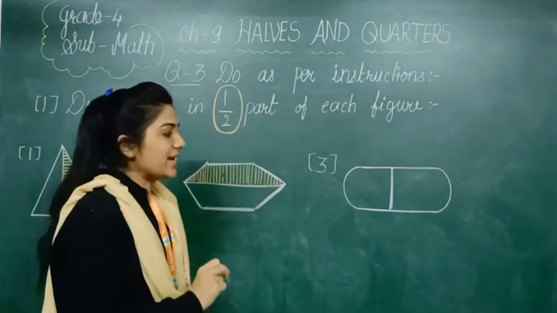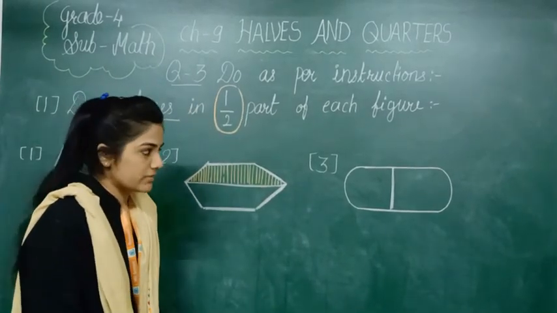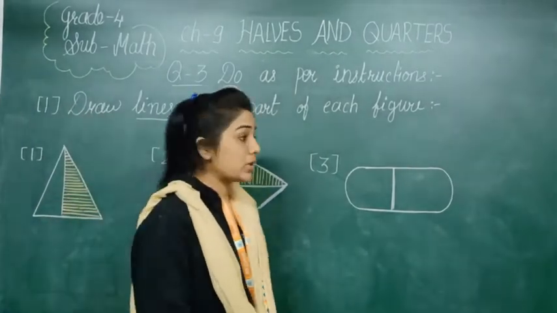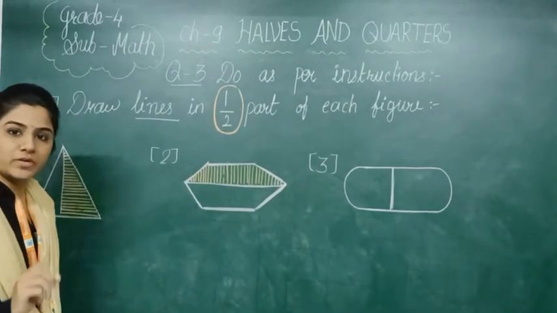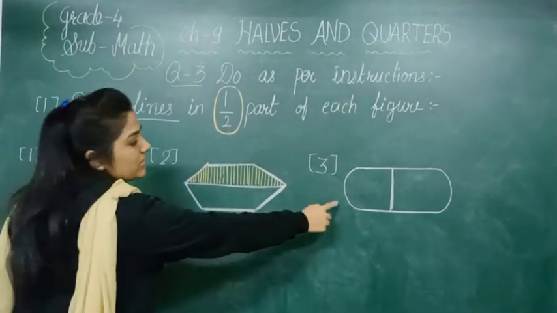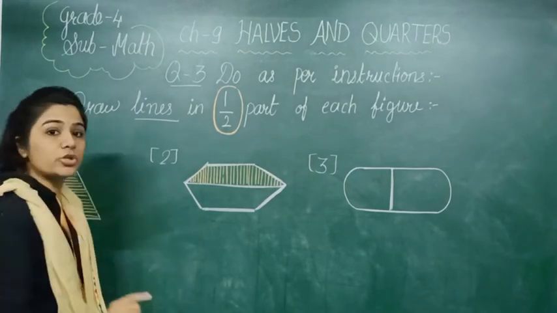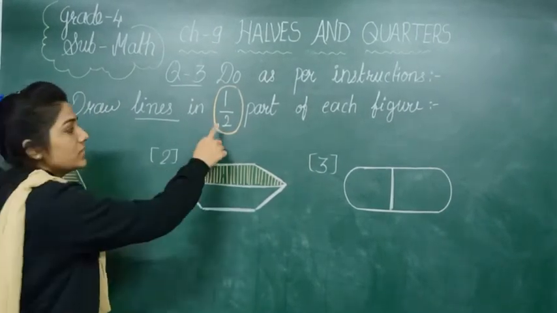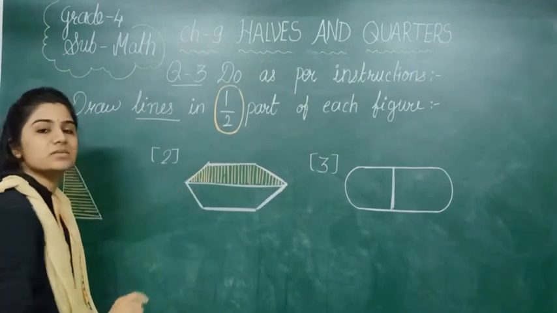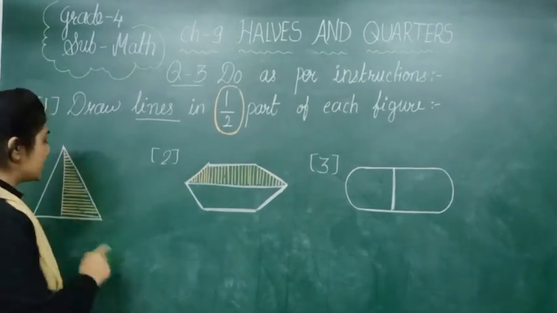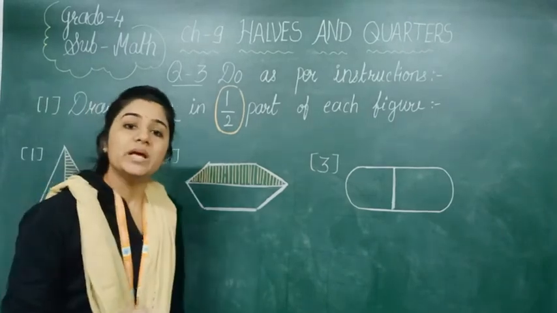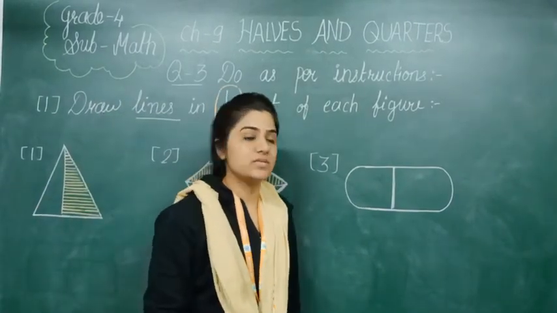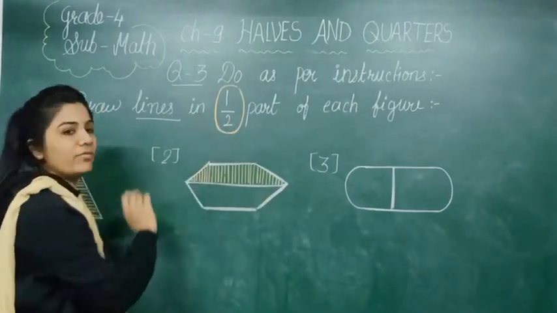See, this kind of shape is given, this kind of figure is given, and two parts are already done. You have observed one thing: in the three figures, only 2 parts are given. Why? Because the fraction is already given, that is 1/2. Means in this fraction the denominator is 2. That's why the two parts are already divided. Two parts are already given. We just have to draw the line in any one.